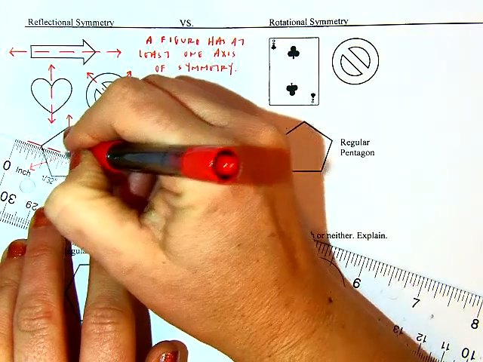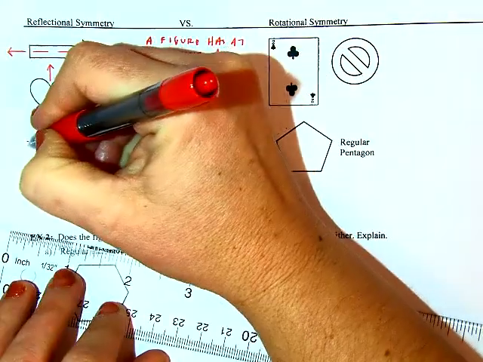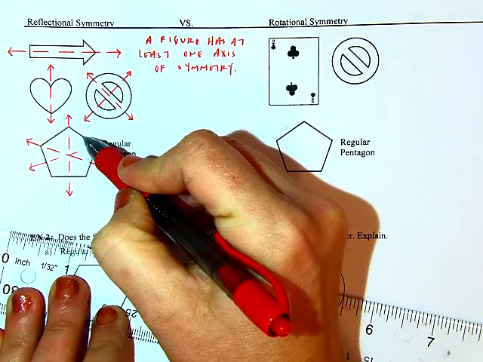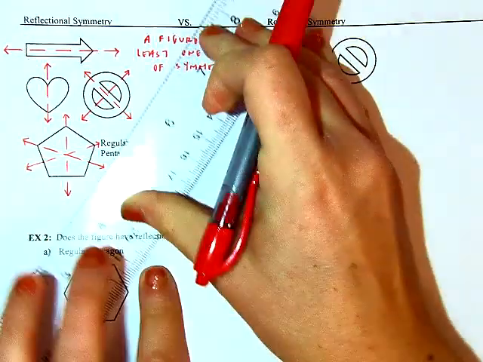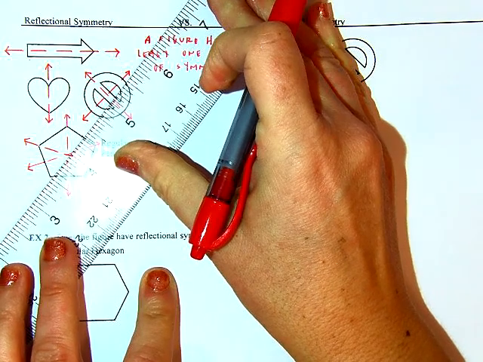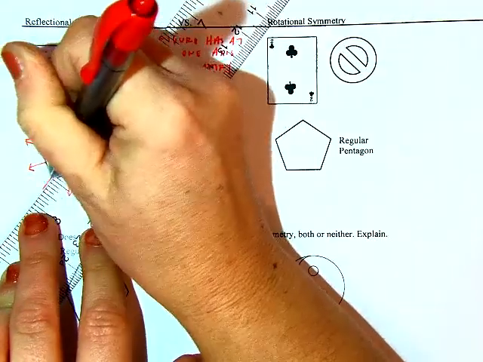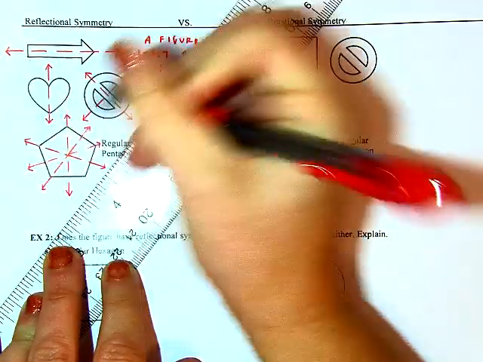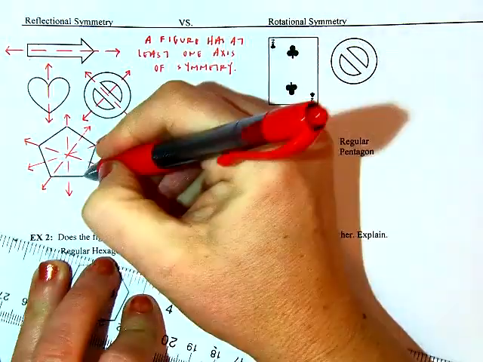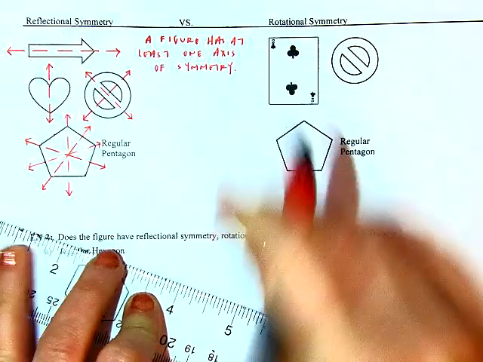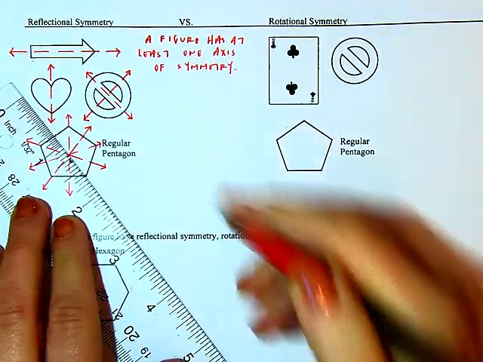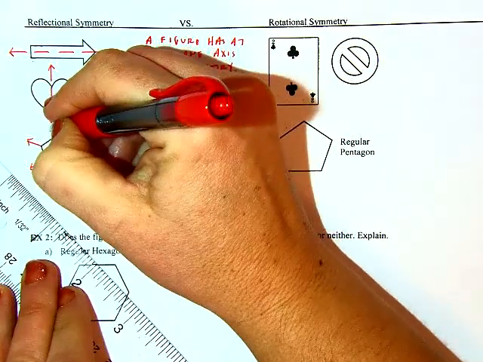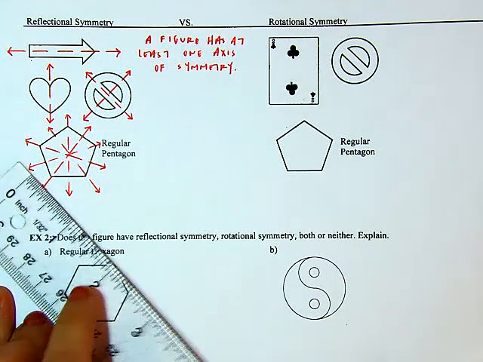Here is a third one. Okay, vertex, middle of the side opposite. Here is a fourth one. And then I have my fifth one, vertex, middle of the side opposite. And there is my fifth axis of symmetry.